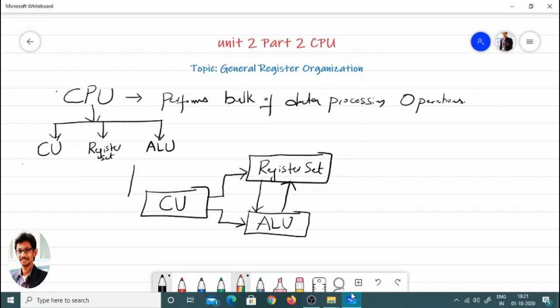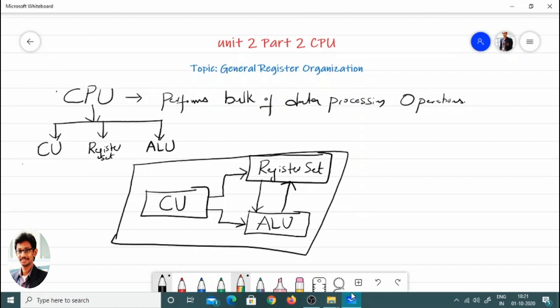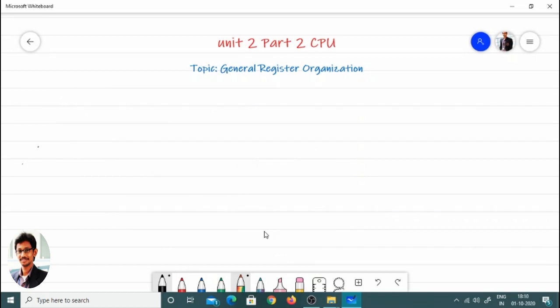Now this is the CPU, which is made up of three components: control unit, ALU, and register set. In this organization, more than one processor register is used. That is, this organization uses 7 registers: R1, R2, R3, R4, R5, R6 and R7.